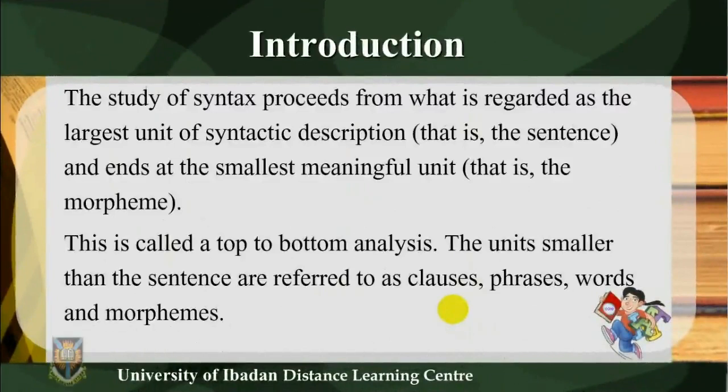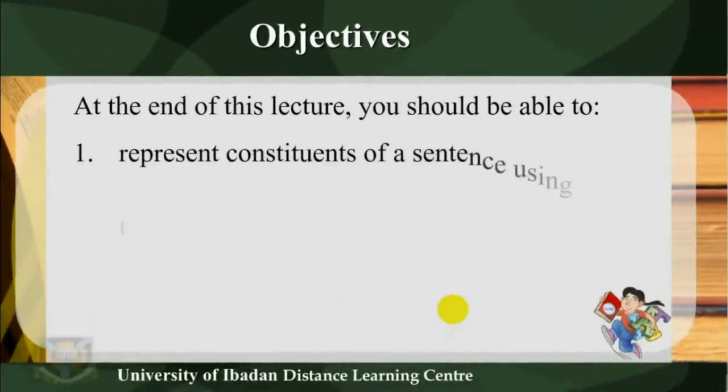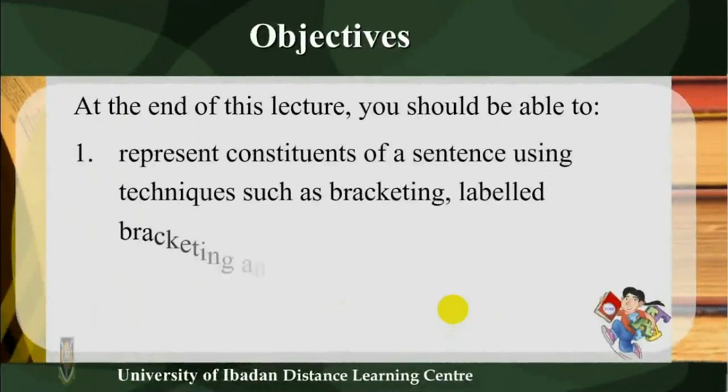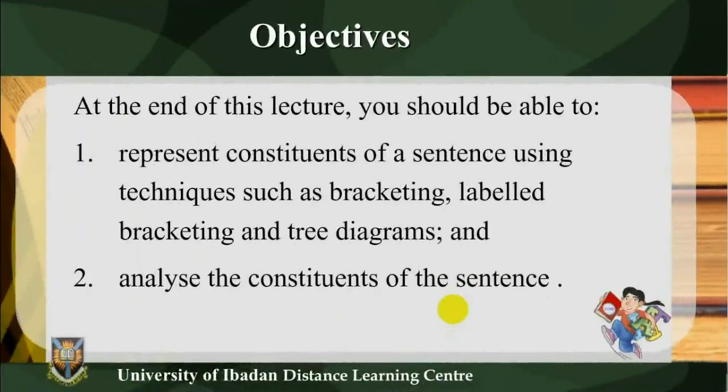This is called a top-to-bottom analysis. The units smaller than the sentence are referred to as clauses, phrases, words, and morphemes. Objectives. At the end of this lecture, you should be able to: 1. Represent constituents of a sentence using techniques such as bracketing, labeled bracketing, and tree diagrams. And 2. Analyze the constituents of the sentence.